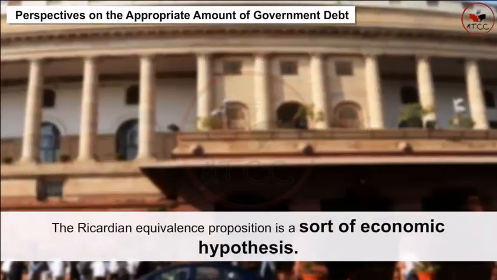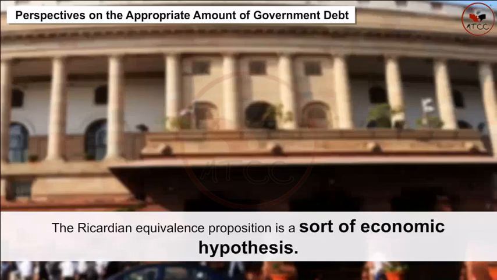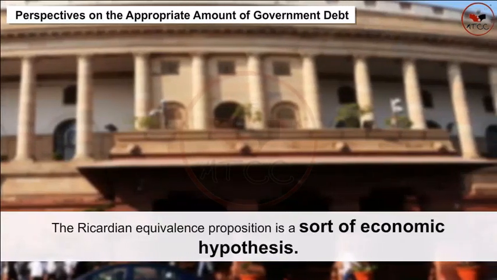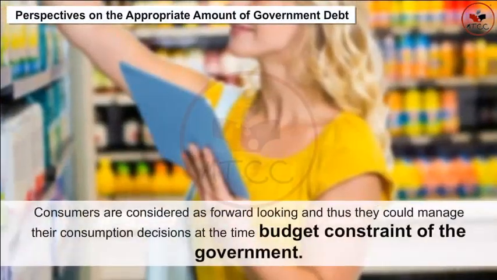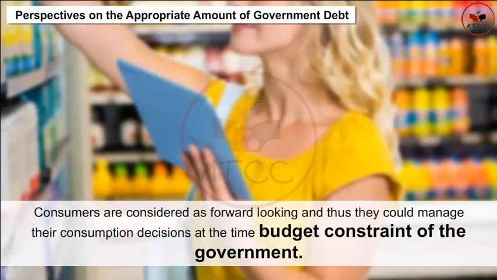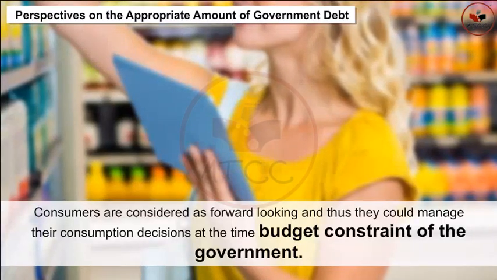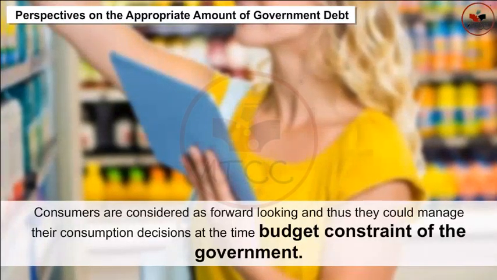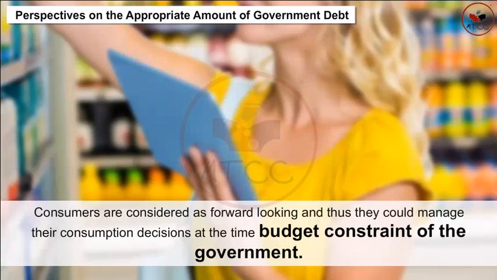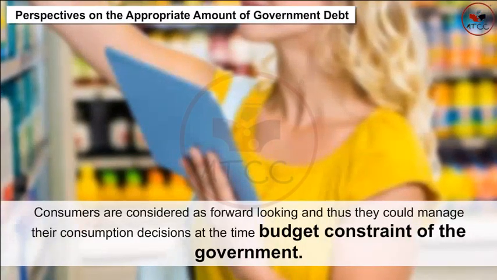The Ricardian equivalence proposition is a sort of economic hypothesis where consumers are considered forward-looking, and thus they could manage their consumption decisions according to the government's intertemporal budget constraint.